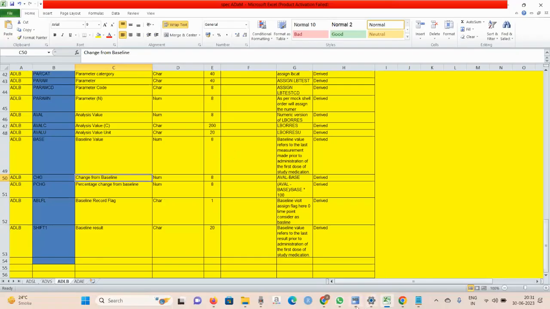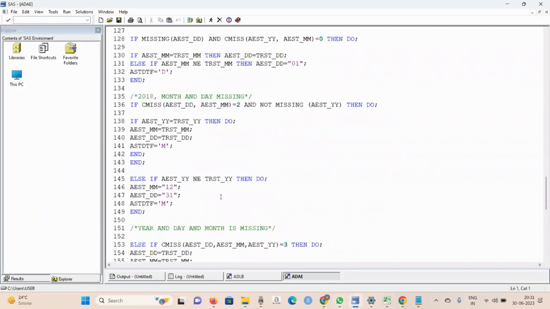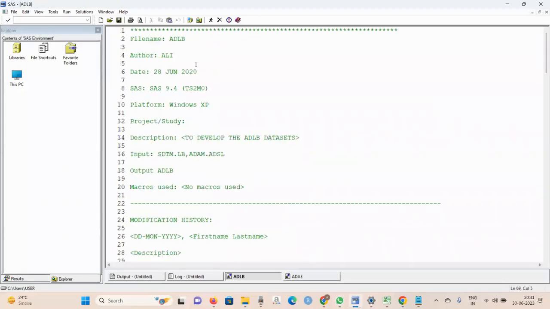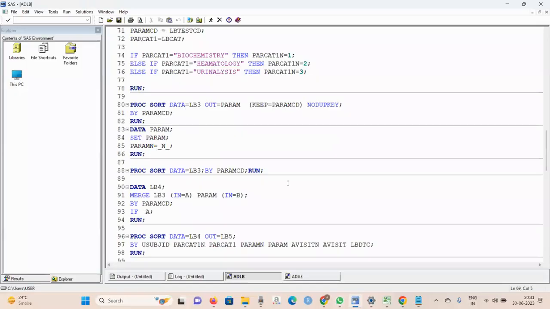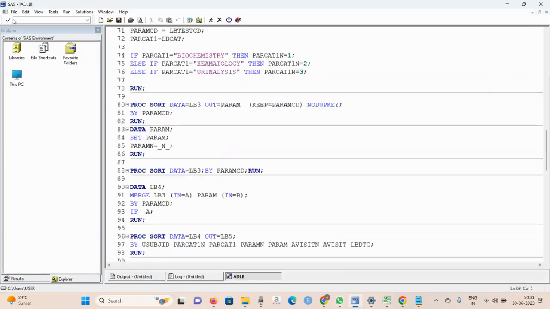So anyway, we're going to continue with ADLB for today. ADLB is the same structure, because I just took it from the programming. I already did the programming, and it is almost the same, similar to ADVS, because the parameters are the same. Okay, I'll show you the ADVS.